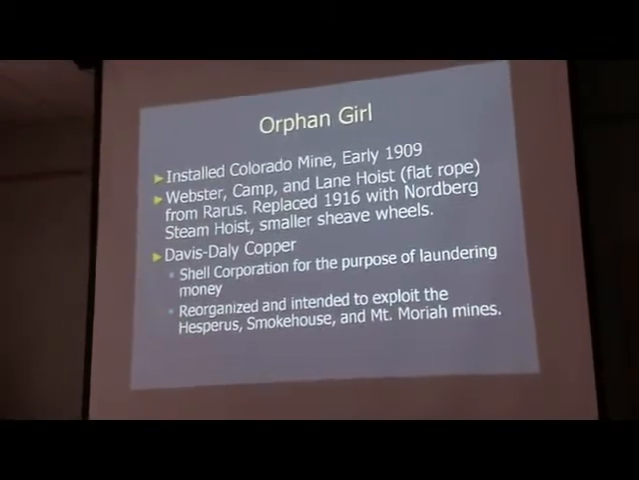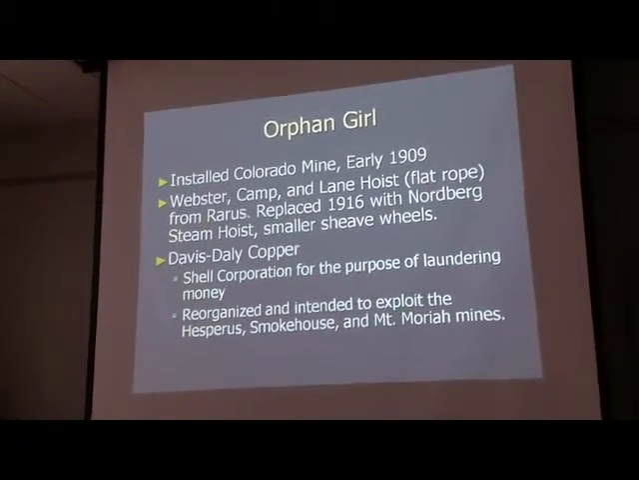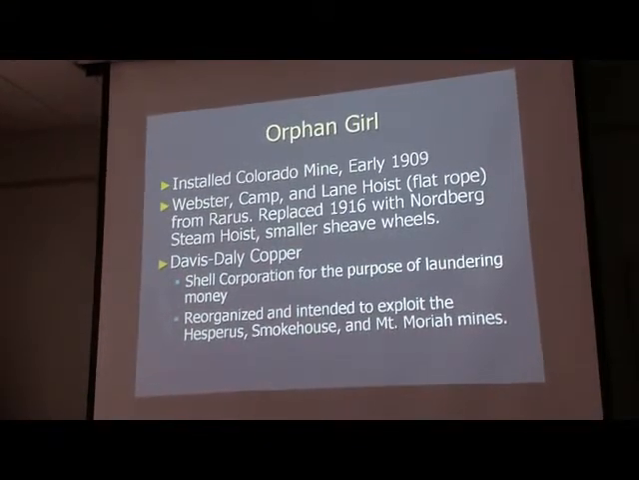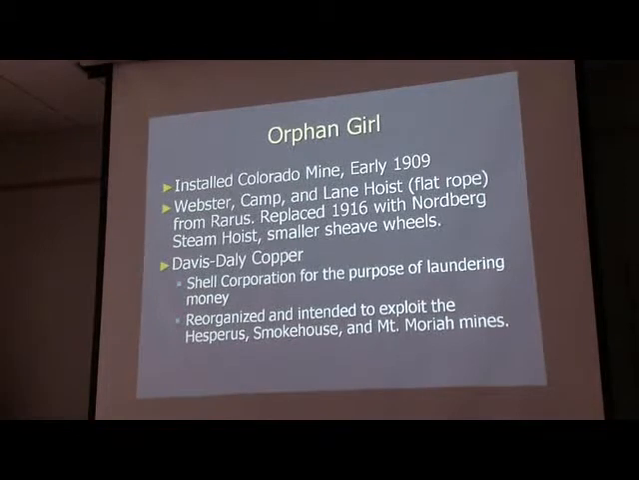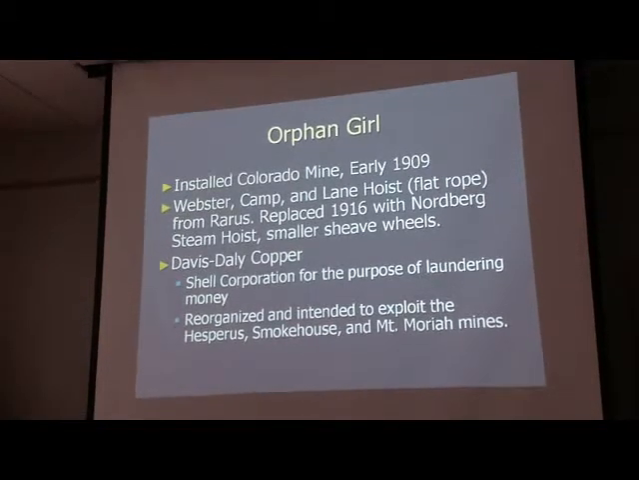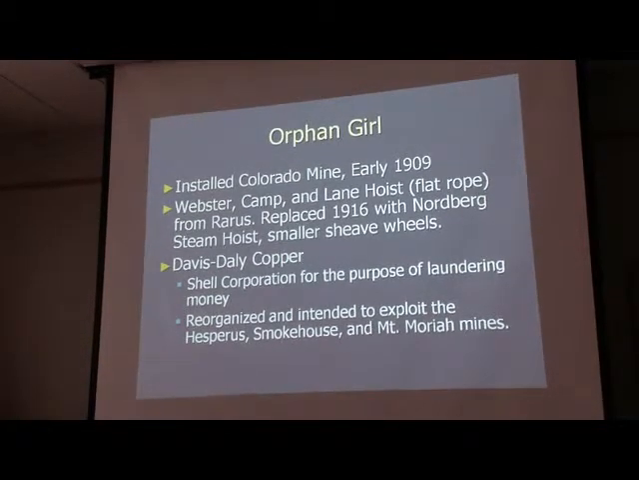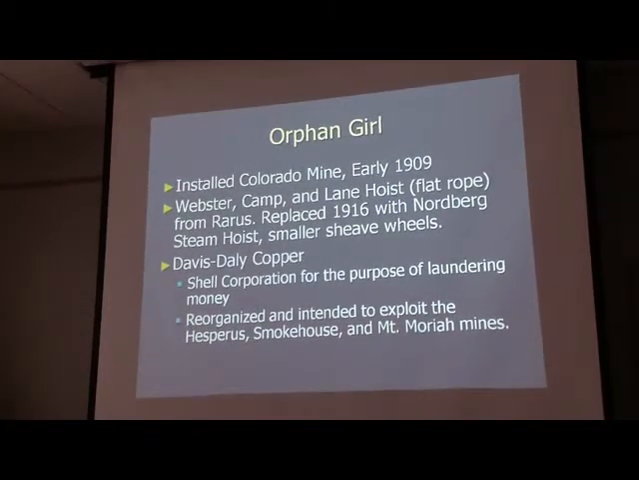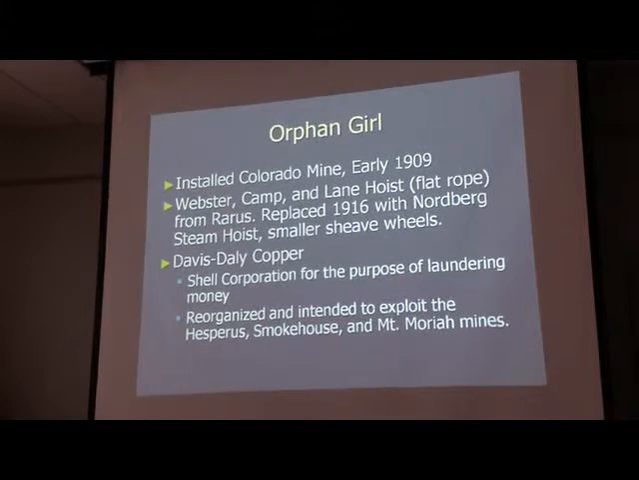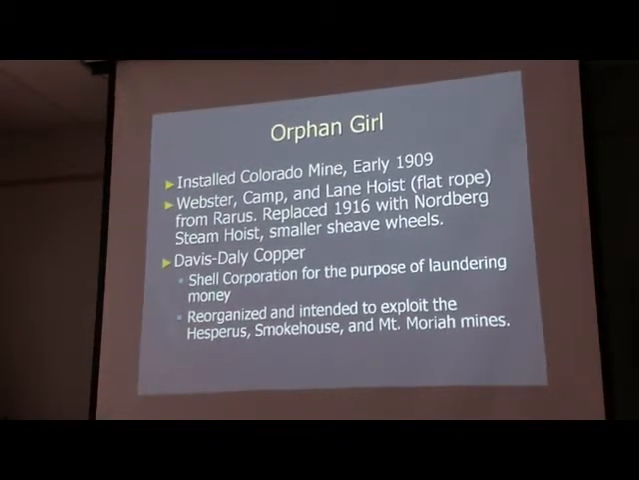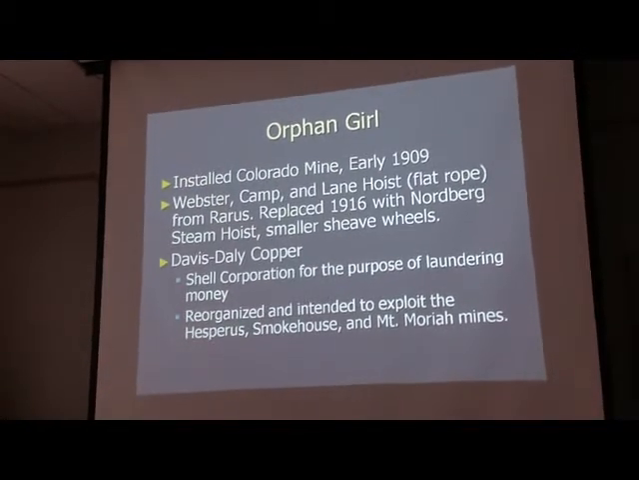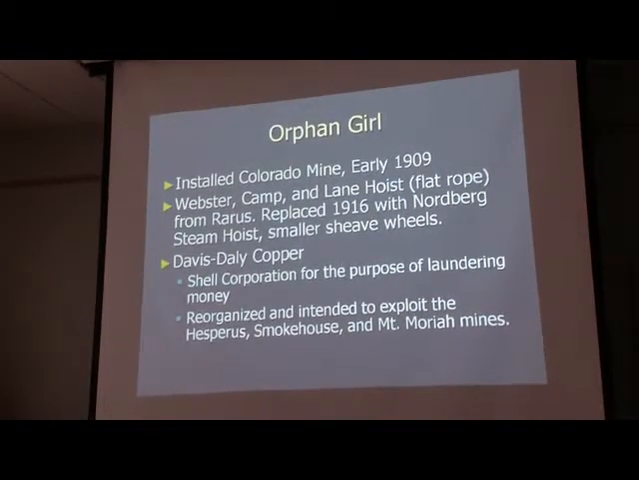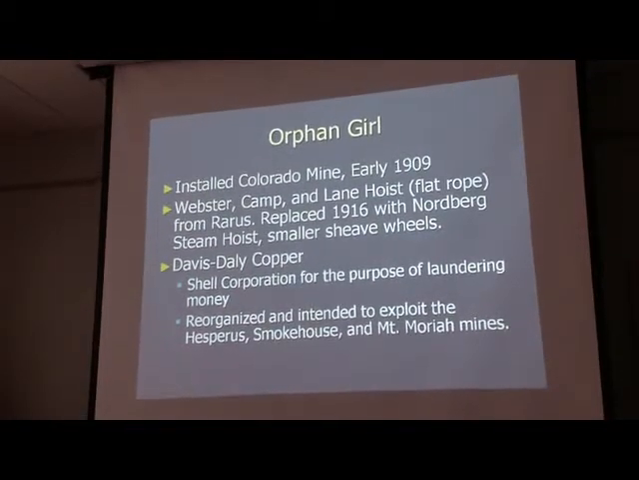The Webster Camp and Lane hoist from the Raris was moved to the Colorado for working. But where did it come from? We all know that it eventually moved to the Orphan Girl in the 1920s and is still there. Well, I took a look, and the Davis Daily Copper Corporation was originally a shell corporation by Fritz Augustus Heinz for basically laundering money. The trade publications of the time period outright said it was a stock fraud. It was meant so he could use the money of investors for his own purposes.